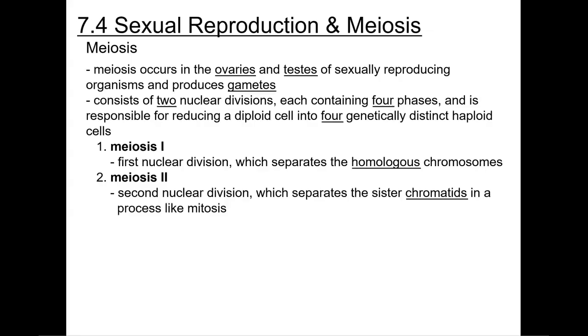So your first set of phases is going to be called meiosis 1, and then your second set is going to be called meiosis 2. In meiosis 1, the first nuclear division is going to separate those homologous chromosomes into 46. By the end of meiosis 2, you're going to have a second nuclear division, which is going to separate the sister chromatids in a process like mitosis. So it goes from 46 in each cell to now 4 cells with 23.